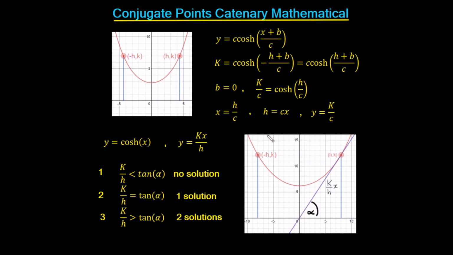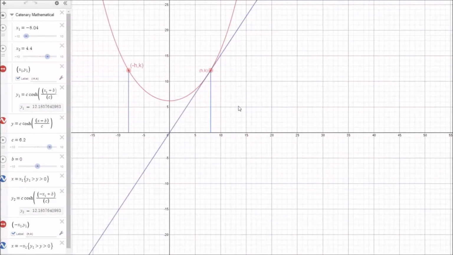So let's go ahead and have a look at these different solutions in the graphical calculator. So this is the y equals cos x curve here, and we've got the equation of our line here, which is y is equal to k upon h all times x. So that's this line here, and we've got our angle alpha here, which is the small angle in here. Now at the moment we've got it so that k upon h is equal to tan alpha. So you can see here that it's passing through this curve at only 1 point, so there's only one solution.